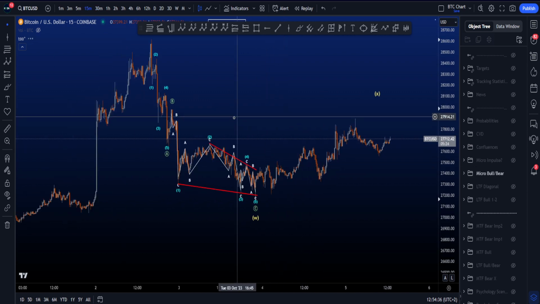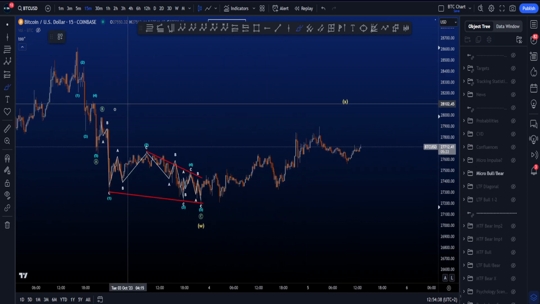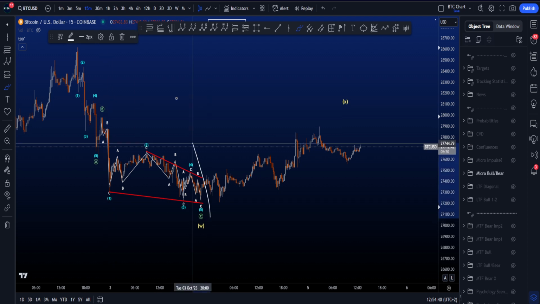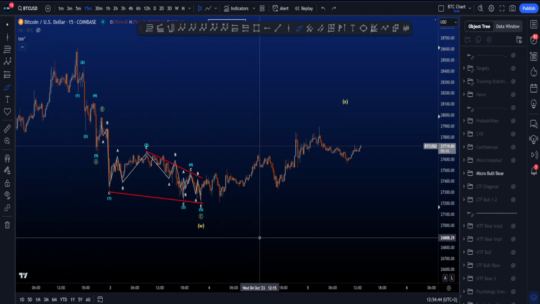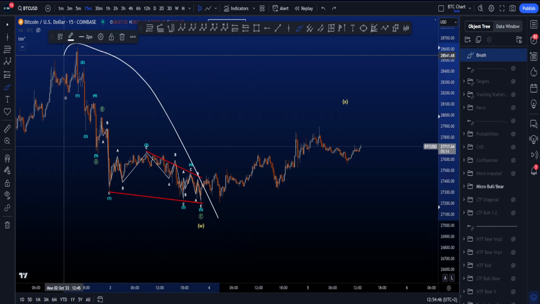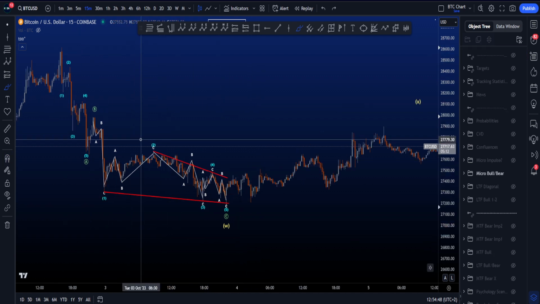So over here, this morning, I tried counting this move to the downside together with Linus in Discord. So we were active trying to make sense of this structure. So thanks for engaging with me in Discord, mate.